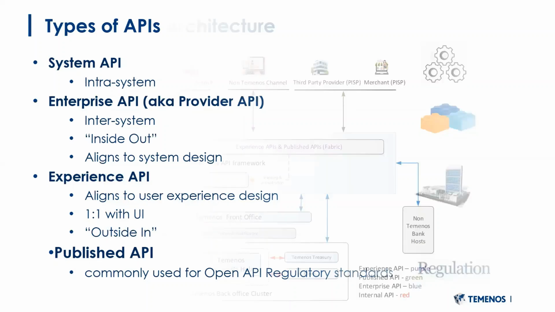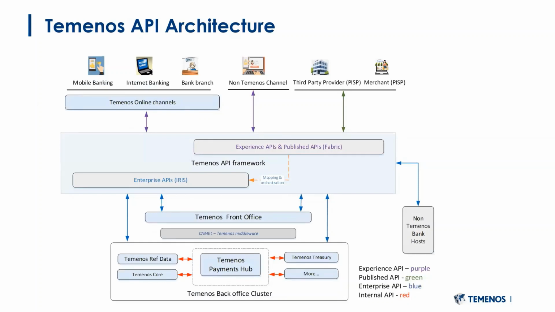So let's see how these different types of APIs are now placed within the Temenos architecture. Please look at this legend on the bottom right. There are four colors here. Purple is for experience APIs. Green is for published APIs. Blue is for enterprise APIs. And red is for internal APIs. Internal APIs is quite straightforward. You can see that it's all between or within the back office system. So it's not coming out.